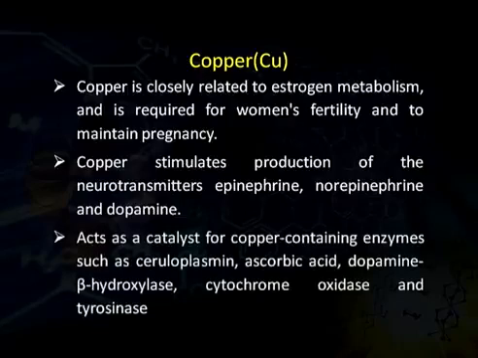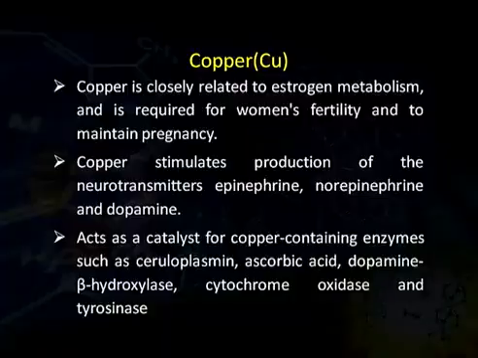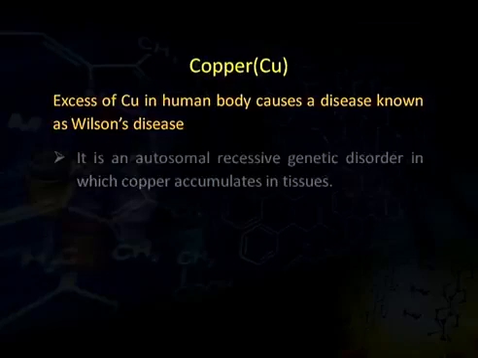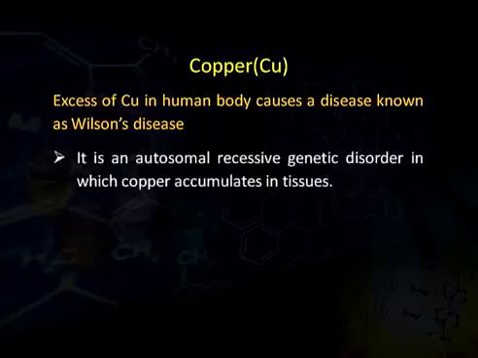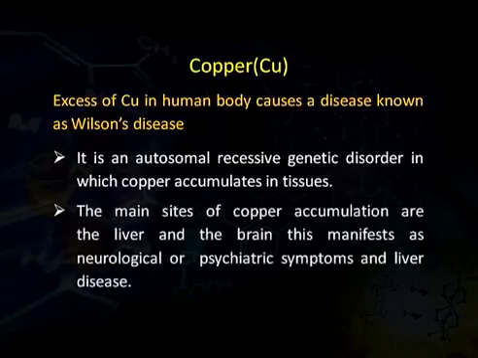It acts as a catalyst for copper containing enzymes such as ceruloplasmin, ascorbic acid oxidase, dopamine beta hydroxylase, cytochrome oxidase and tyrosinase. Excess of copper in the human body causes a disease known as Wilson disease. It is an autosomal recessive genetic disorder in which copper accumulates in tissues. The main sites of copper accumulation are the liver and the brain. This manifests as neurological or psychiatric symptoms and liver disease.